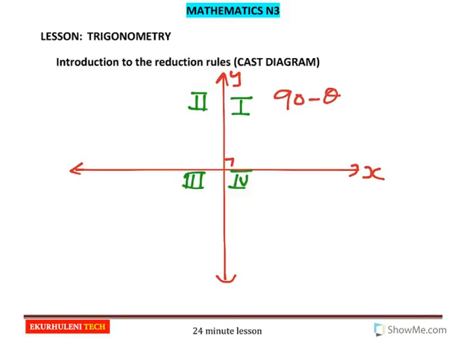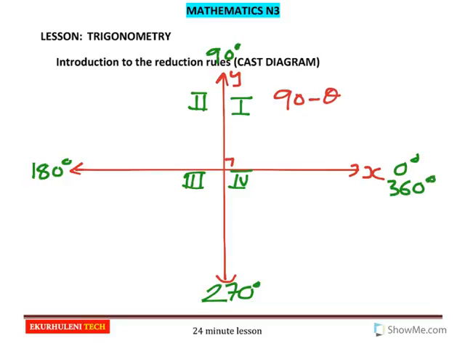In quadrant 2, we are above 90 degrees but less than 180. Remember, this is 0 degrees. If I can use another pen, this is 0 degrees, this is 90 degrees, this is 180 degrees, this is 270 degrees, as well as this is 360 degrees. We call it 1 revolution.